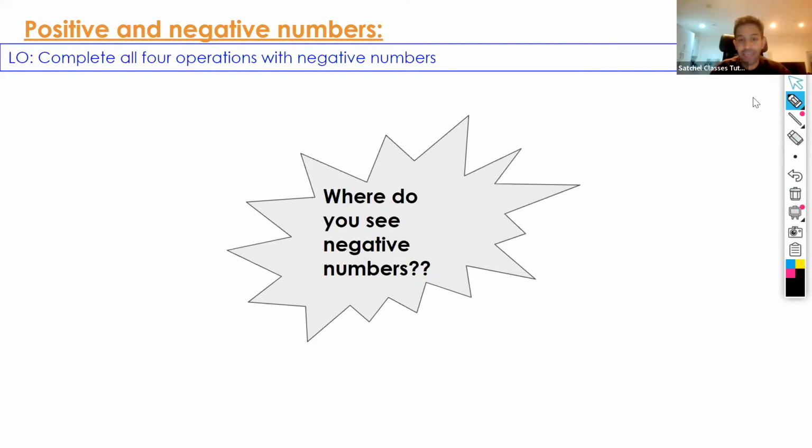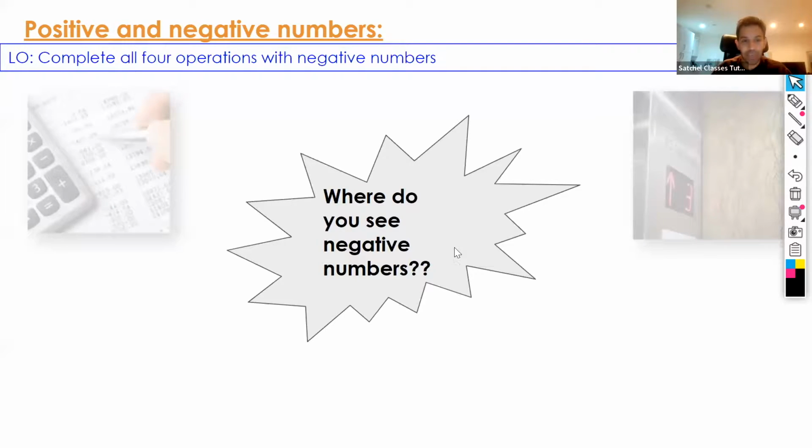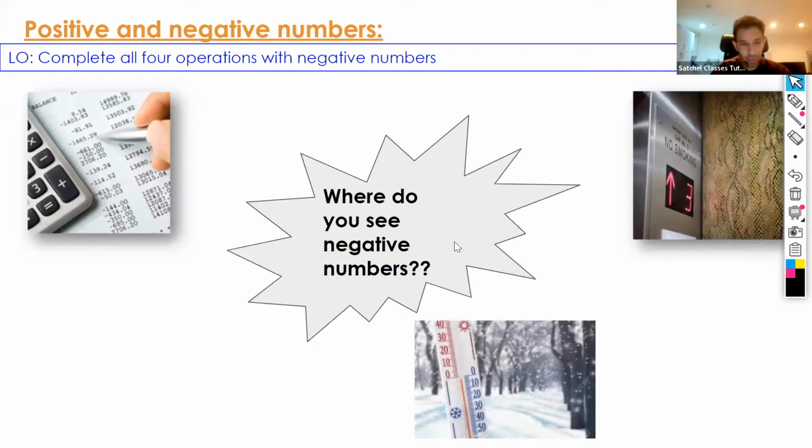Likewise, if you think about elevators, you might go beneath the ground floor. So you might go on floor -1 or floor -2. And in really, really cold areas such as Antarctica, the temperature often falls below 0 degrees. So you will have negative temperatures there as well. So these are just some real life examples of where we see negative numbers.